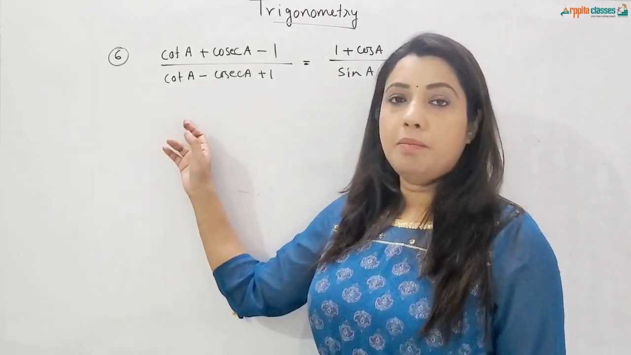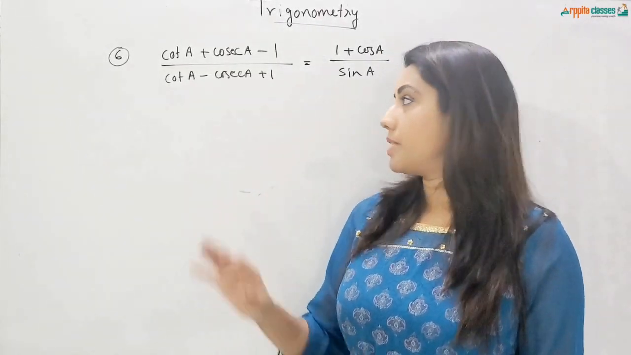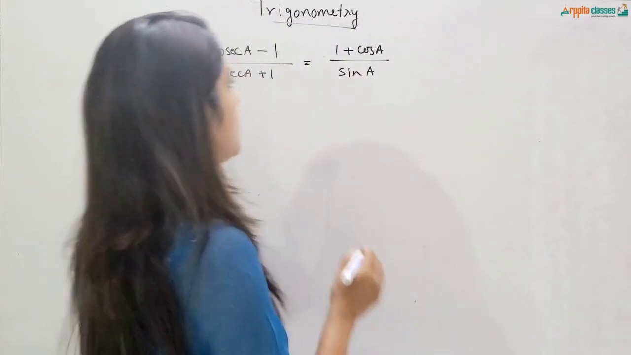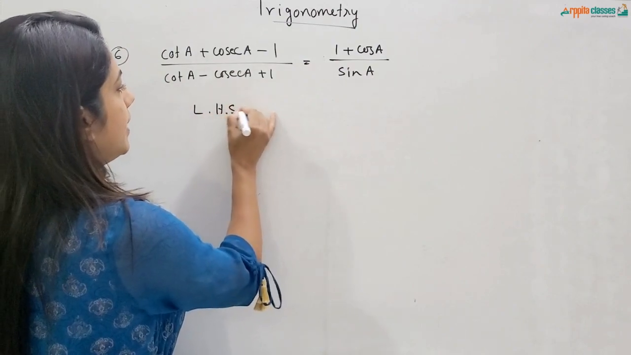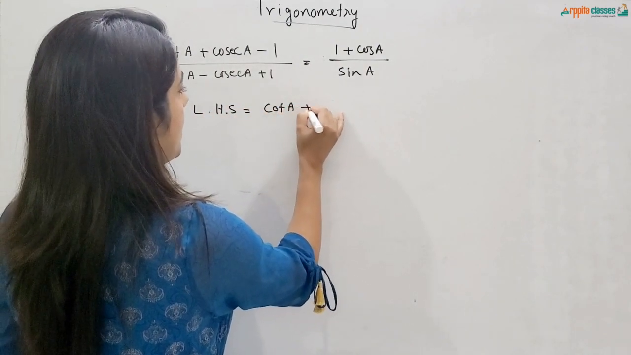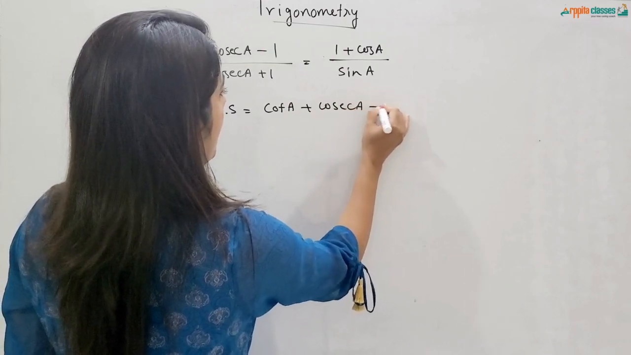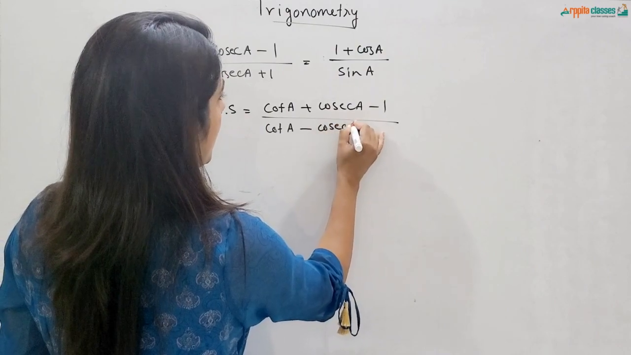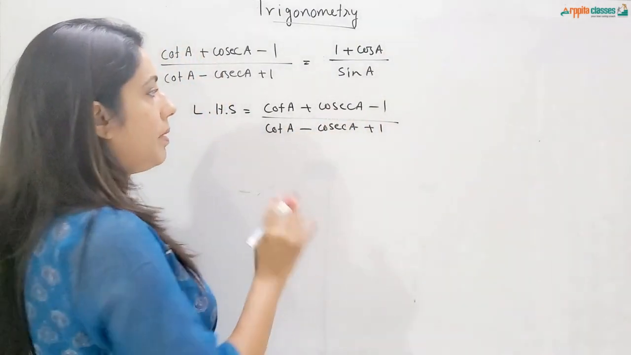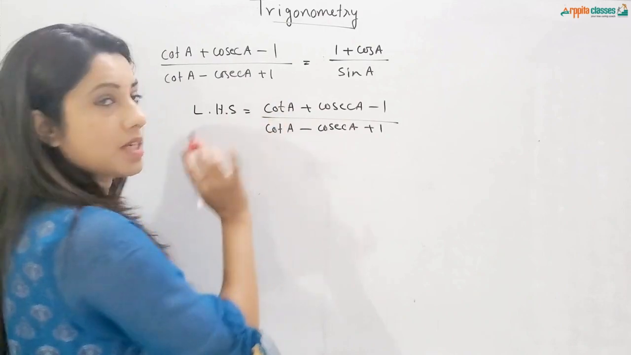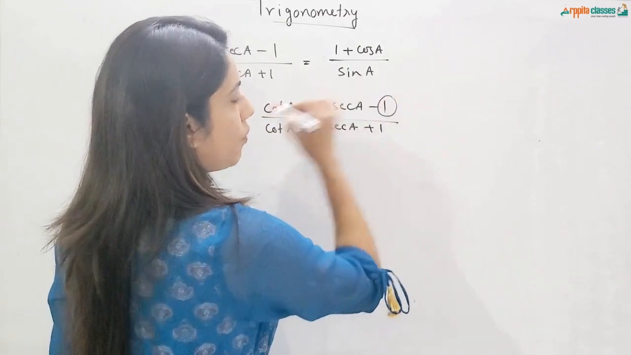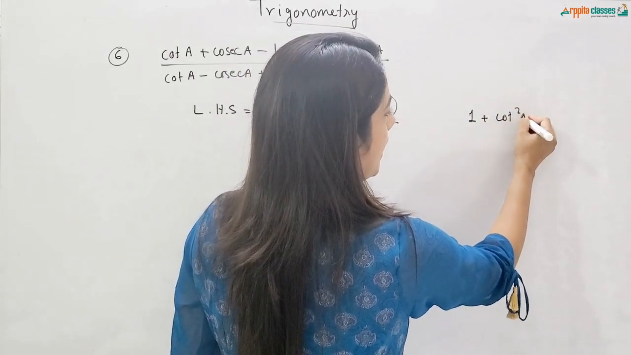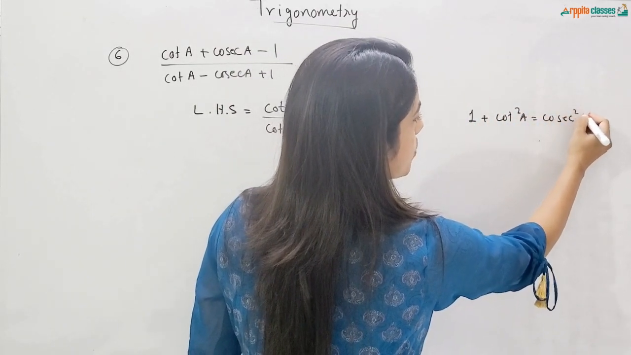Let us see the sixth sum. This is a very important sum. This has come in boards many a time and we have a trick to do this sum. So we'll take the left hand side, cot A plus cosec A minus 1 upon cot A minus cosec A plus 1. Remember, we'll not resolve it into sine cos, nothing. We'll just write down in place of 1 this identity. We know 1 plus cot square A is equal to cosec square A.